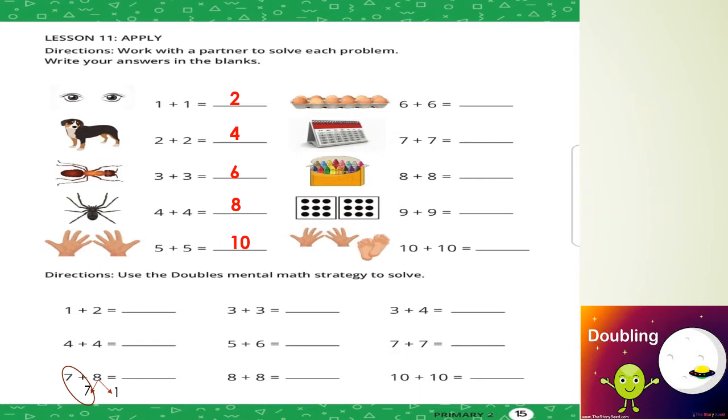Now 7 and 7. 7 and 7 are doubles. 7 plus 7 equals 14. 14 plus 1 equals 15. So now we solved 7 plus 8 equals 15 using doubles. The next problem, 8 plus 8 equals 16. 10 plus 10 equals 20.